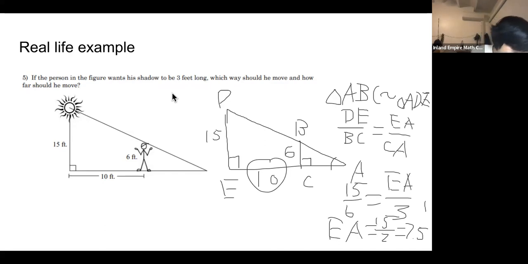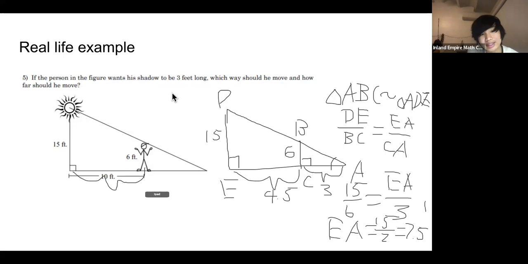So 7.5. And what that means is that since we know that CA equals 3, in order for his shadow to be 3 feet long, this length right here has to be 7.5 minus 3. 7.5 minus 3 is just 4.5, and 4.5 is going to be the length of EC. So in essence, EC, or this length right here, which is the guy's distance on the ground from the light source, has to be 4.5.